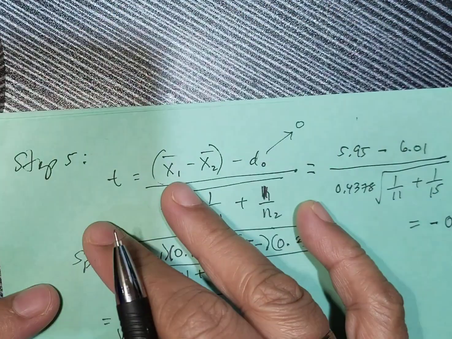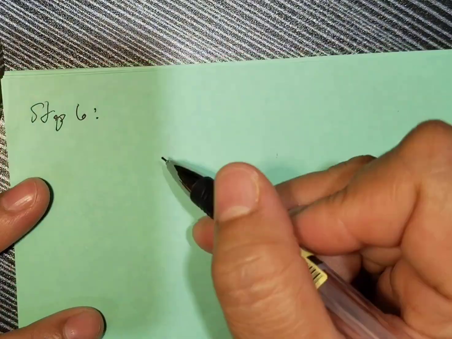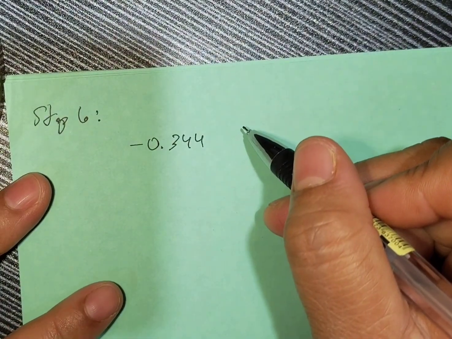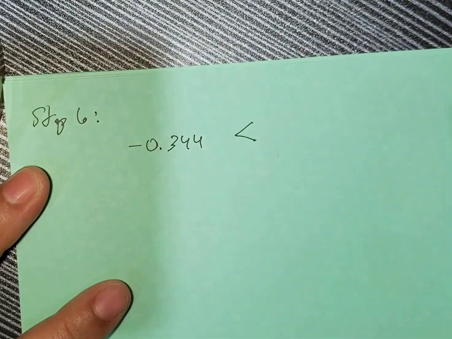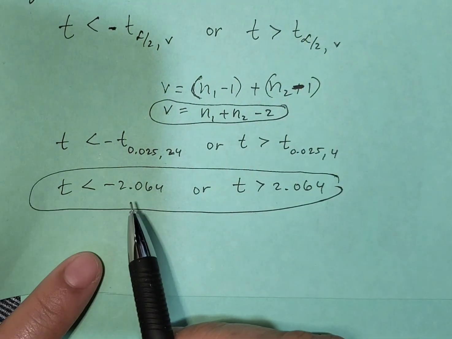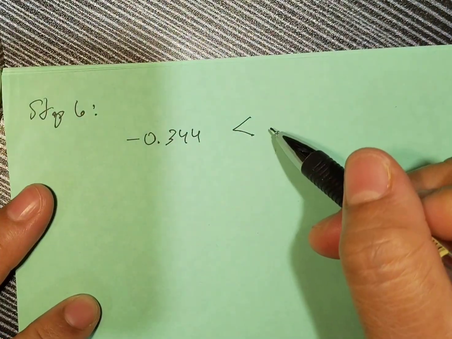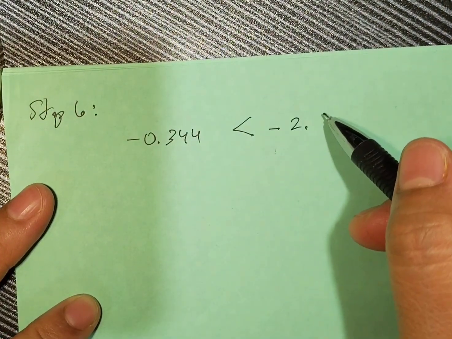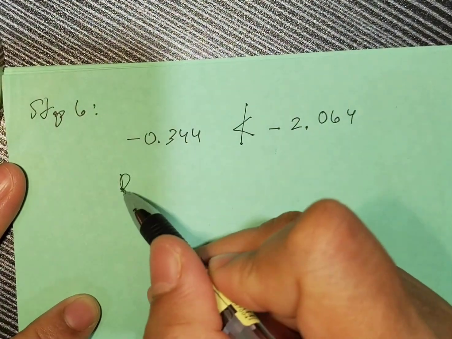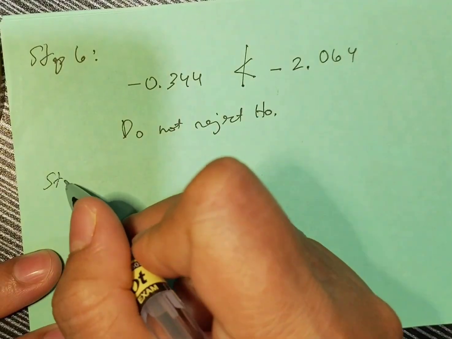Okay. Step 6. Now, your negative 0.344, is it less than? We compare it with the negative side. Ito. We compare it here because the value is negative. Okay, so is it less than the negative 2.064? Is it? No, it's not. So, do not reject H0. So, let's have step 7.